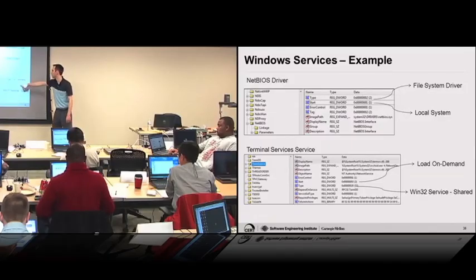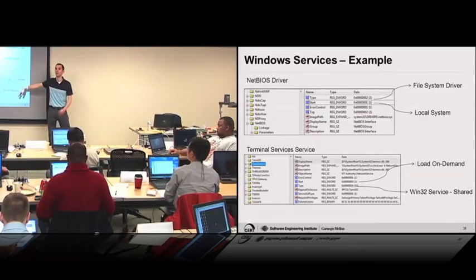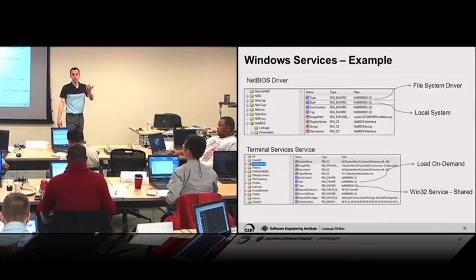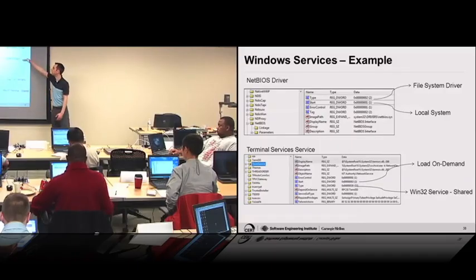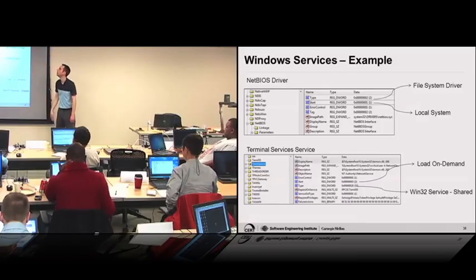And then they have terminal services, load on demand. It's a Windows shared service, so on and so forth. So this can give you information about services, which are basically designed to, for the most part, run on startup. But they can give you an idea of what they were running as, like in this case, local system, and when they were set to run, and so forth.